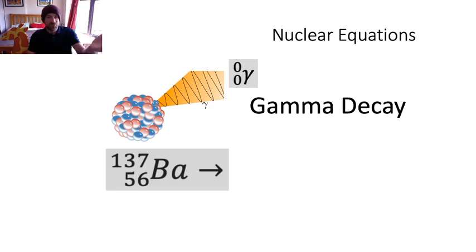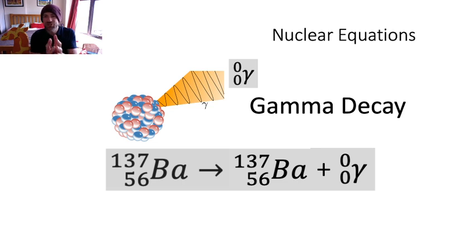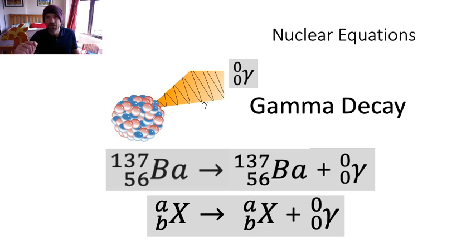So if we've got barium 137, and it gives out a gamma, nothing changes. It stays identical because no particles have been emitted, and no particles in the nucleus have changed from a neutron to a proton. It just stays the same, and we get the energy carried away as a gamma. Okay, so there it is, just stays the same. Right, brilliant.